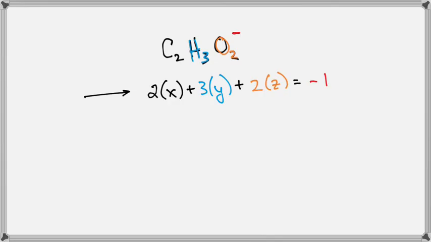Okay? So there are 2 carbons times an oxidation state for the carbon. There's 3 hydrogens times an oxidation state for the hydrogen. There's 2 oxygens times the oxidation state for the oxygen. That all together has to equal the overall charge, which is a -1. Conveniently, one of our rules was that oxygen has what charge? Oxidation state. A -2.